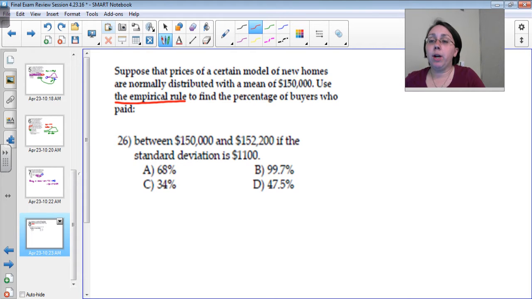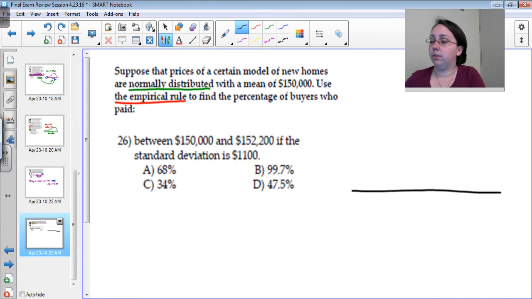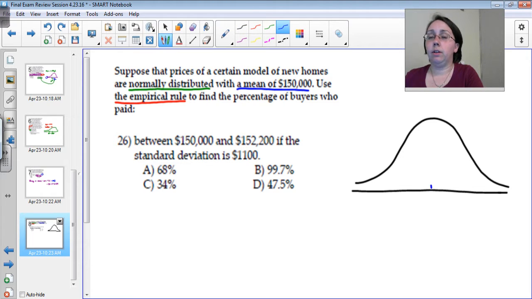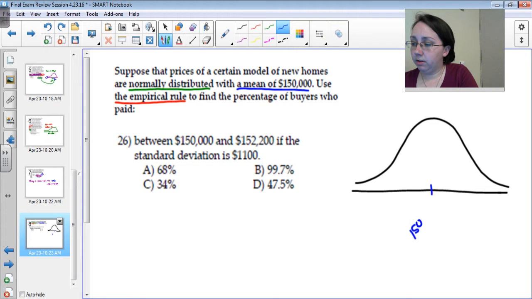All right, suppose that prices of a certain model of new homes are normally distributed. What should you do as soon as you see this word? Draw yourself a bell curve. This is multiple choice. Multiple choice does not require you to show work on the test, but it helps you figure out what you're doing. What do you know about a mean on a bell curve? So in the middle, I'll put this number.